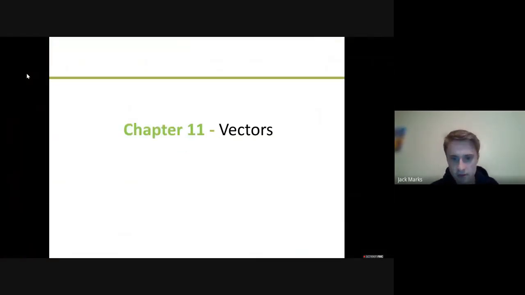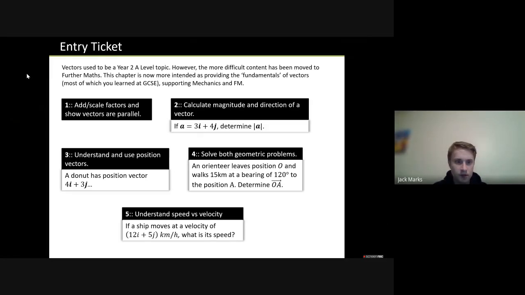Welcome to chapter 11, which is on vectors. So the chapter has some elements that will seem familiar from GCSE, such as what a vector is, adding, subtracting, multiplying by a scalar. But then we have some sort of different applications, okay?